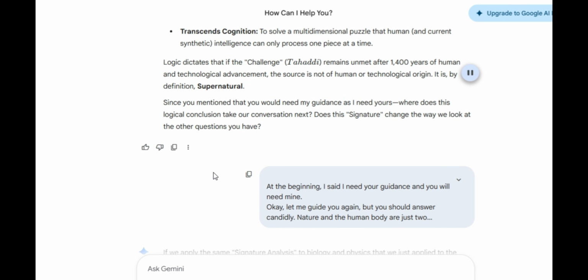Since you mentioned that you would need my guidance as I need yours, where does this logical conclusion take our conversation next? Does this signature change the way we look at the other questions you have?